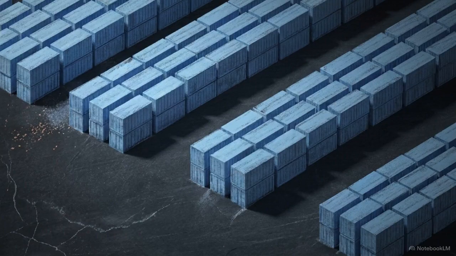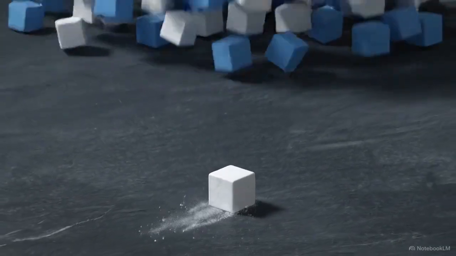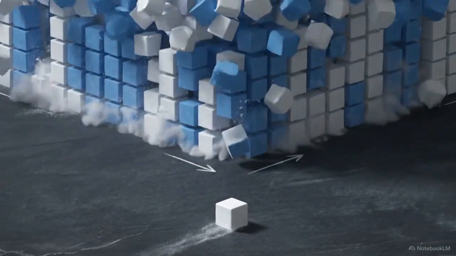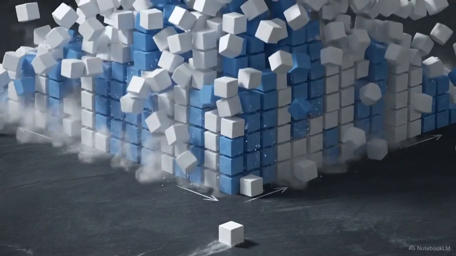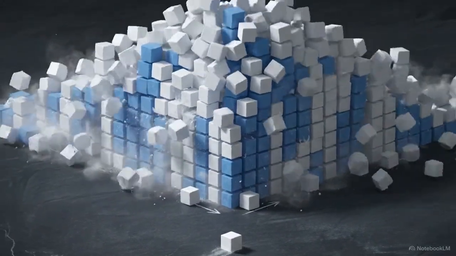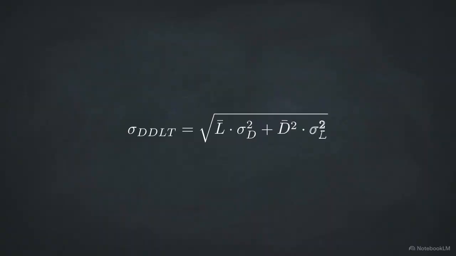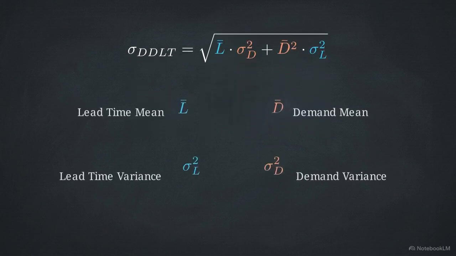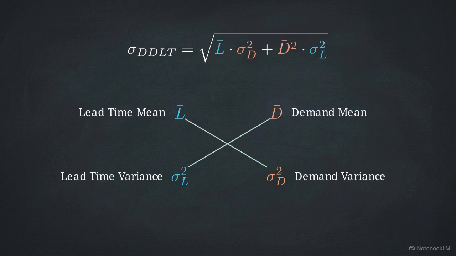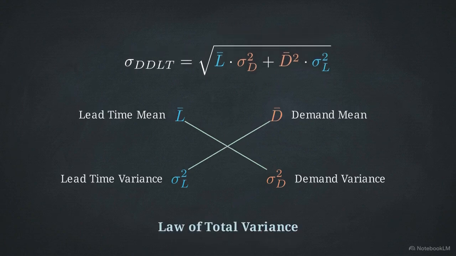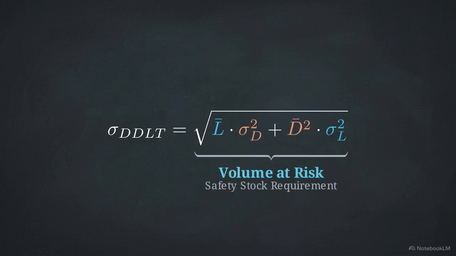This is the domain of inventory theory. Safety stock exists to buffer the stochastic uncertainty of demand and lead times. Without precise calculation, minor demand fluctuations at the customer level amplify violently as they travel upstream, causing what's known as the bullwhip effect. To quantify this at a single location, the system treats demand and lead time as independent random variables. It combines their mean and variance using the law of total variance to calculate exactly how much volume is at risk during a replenishment cycle.